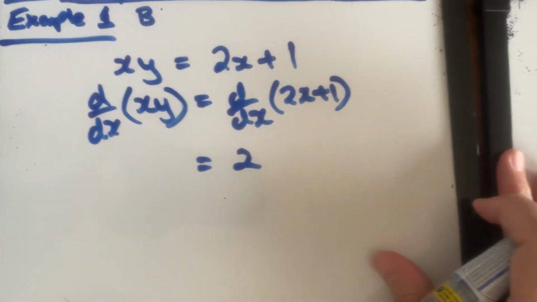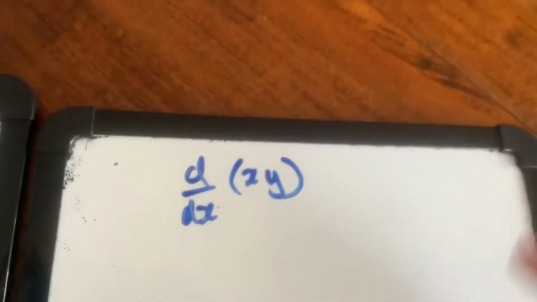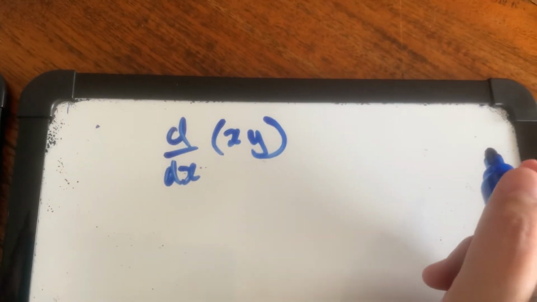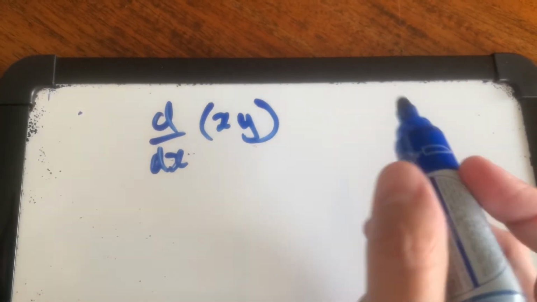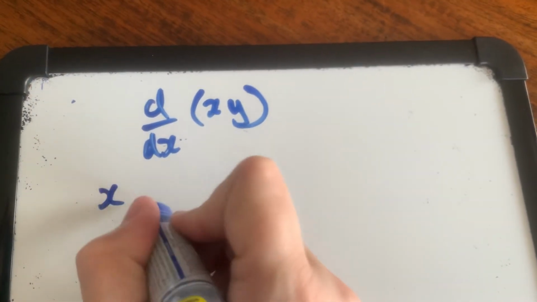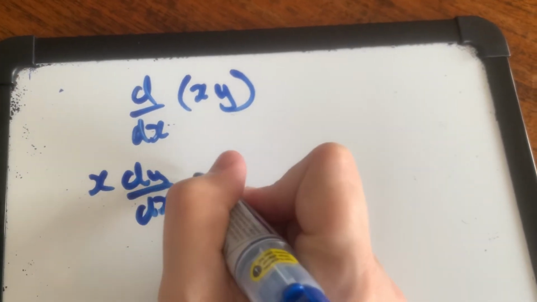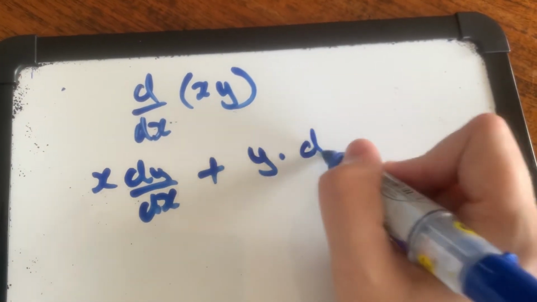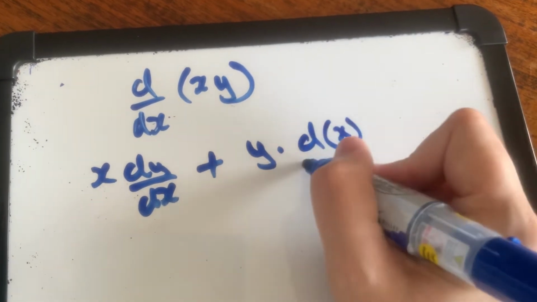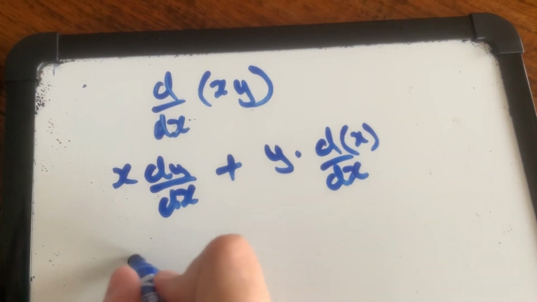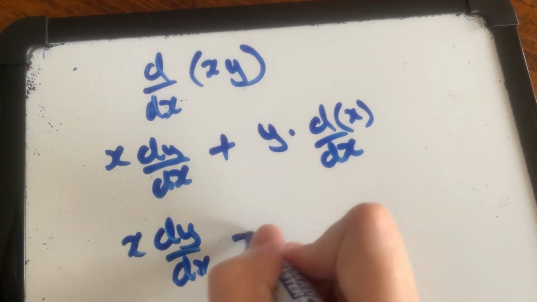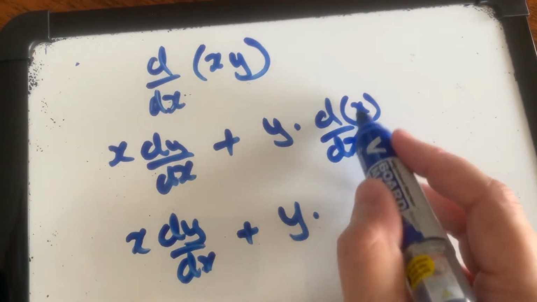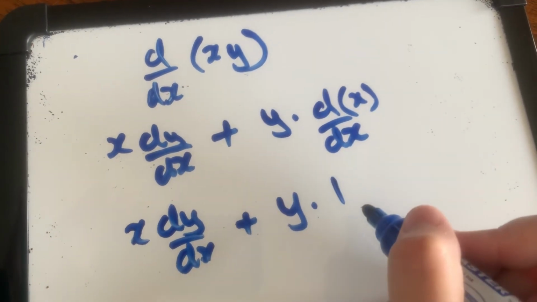Now we're going to have to use product rule. I'm going to go over here and say we want to derive, just because I have more room over here. Now remember when we derive product rule, I'll leave the x and then I'll derive the y, plus then I'll leave the y and I derive the x. So I get x dy/dx plus y times the derivative of x with respect to x, which is just going to be 1.